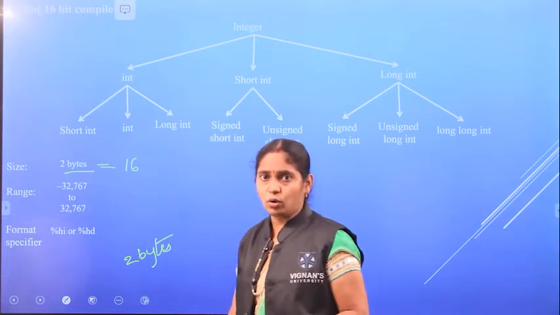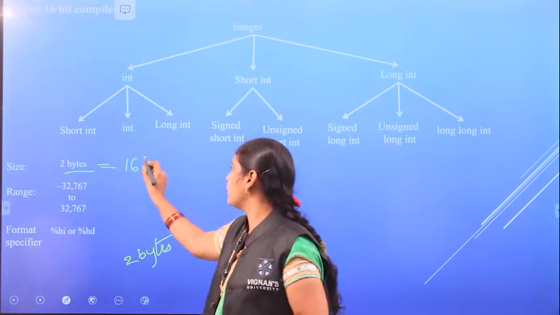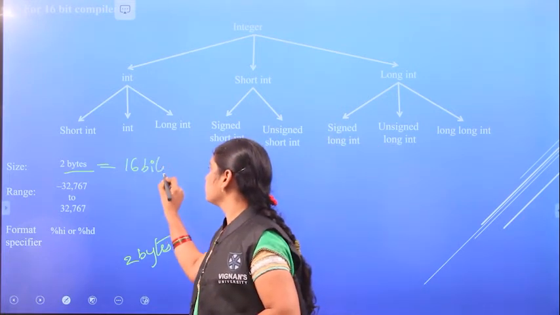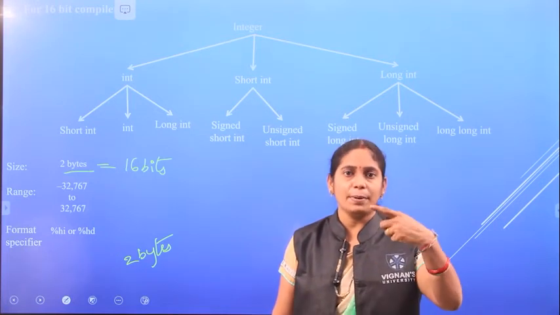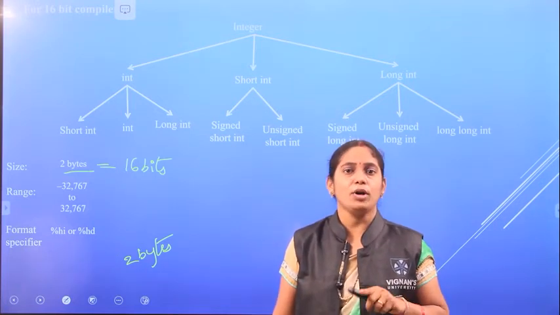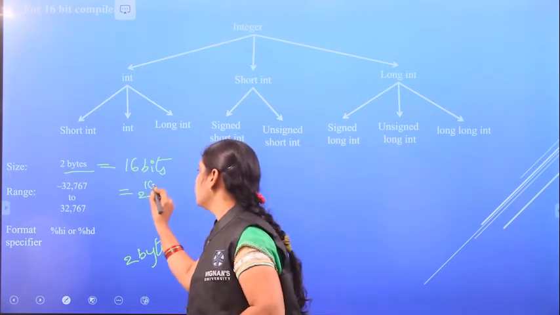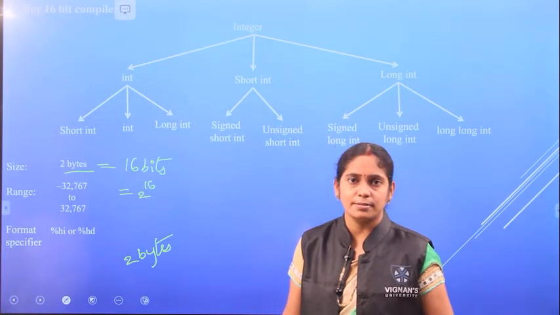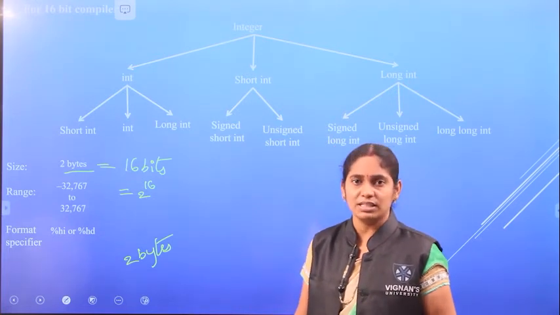1 byte equals 8 bits. So, 2 bytes is 2 into 8, which equals 16 bits. How to identify the range? 2 to the power of the number of bits, which equals 2 to the power of 16. How much is it? Previously we calculated that 2 power 8 equals 256.